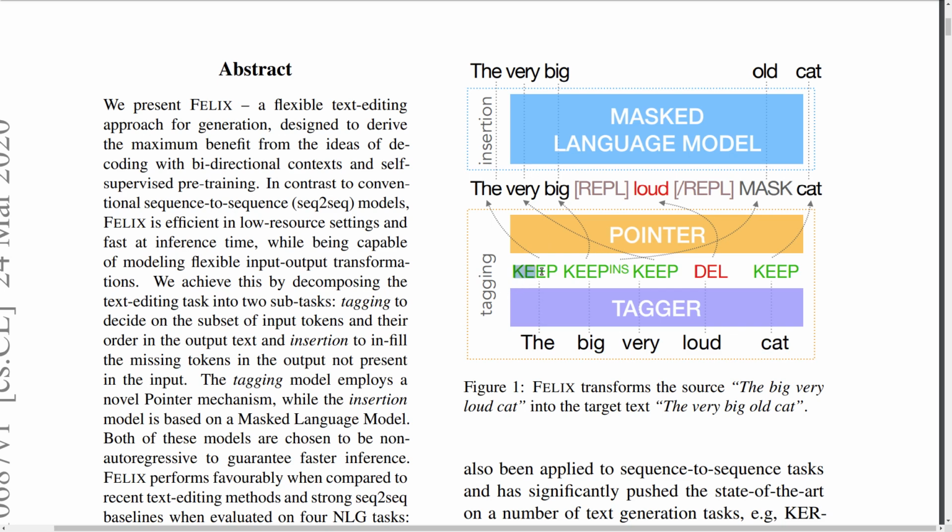Then after you have done this tagging step, there's also a pointer network which reorders the words because, for example, big and very are swapped in the final output sequence. The way this pointer network works is you compose a sequence that comes up with a new order, saying you're going to start with the, then big, then very, and so on and so forth. Basically it generates an intermediate sequence that will be used to move us closer to the target sequence, the very big old cat.